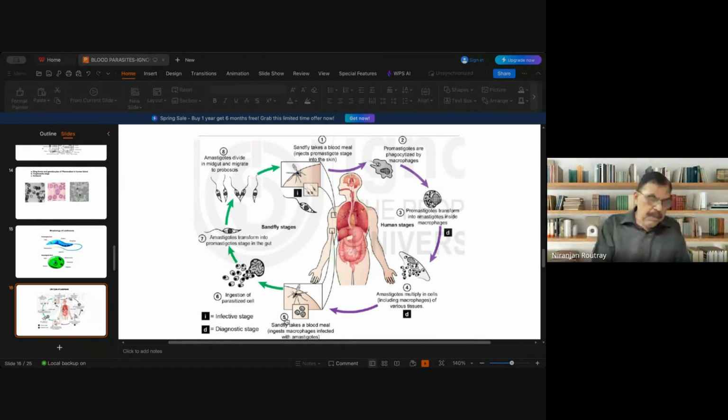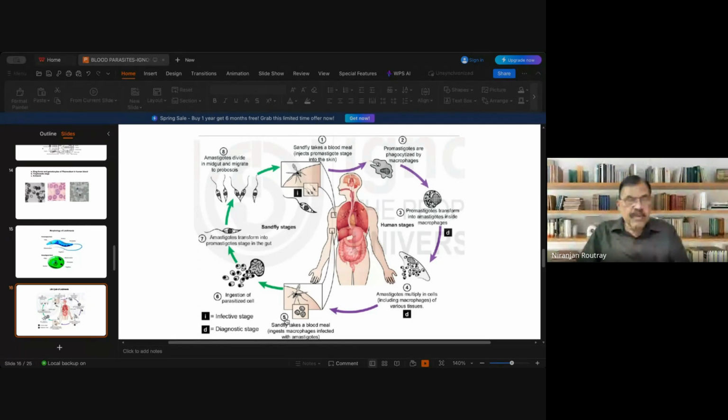Now, sandfly biology in the leishmania life cycle. In the case of the malaria parasite, the vector is the female Anopheles. In the case of leishmania, the vector is the sandfly. Now, this sandfly has some type of reaction towards the leishmania. The life cycle is confined to the midgut, the intestine or middle part. So in the sandfly, the life cycle of this protozoan parasite is only confined to the midgut.